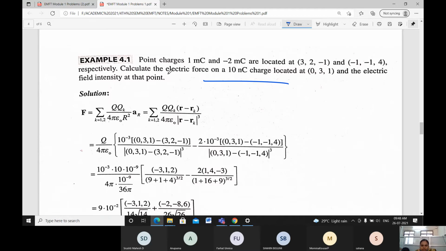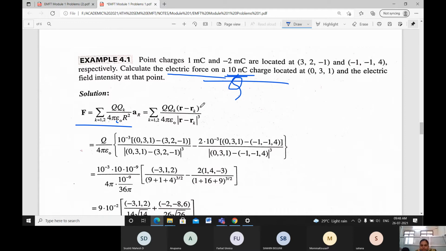First we have to find the electric force for this charge. For that reason this is taken as Q. Observe here, F equals the summation, k varying from 1 to 2, of Q QK divided by 4 pi epsilon naught R square into AR. This is the standard equation. Then R is going to be taken here. Observe, here we want the distance.